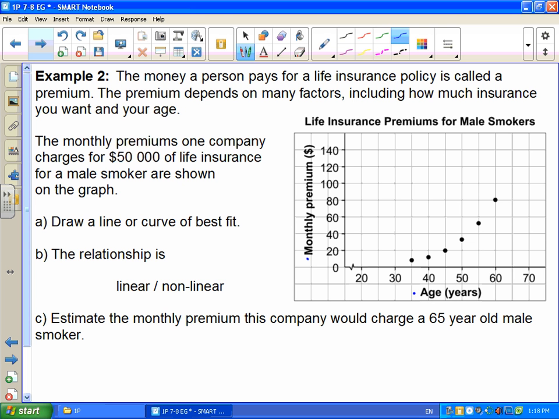Part A asks us to draw a line or a curve of best fit. Now, is this going to be a line or a curve? Well, I think in this one we can draw a curve of best fit. We can draw a nice smooth curve that goes through all the points. And I'm going to extend my curve all the way to the edges of the graph, okay, because I'm assuming that that relationship exists even in those points that aren't plotted. Now, I drew a curve of best fit. So is our relationship linear or nonlinear? Well, if we had to draw a curve, it's going to be a nonlinear relationship.